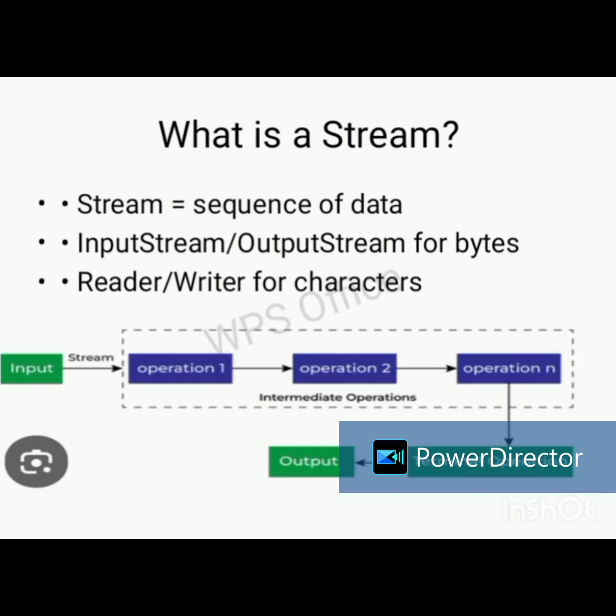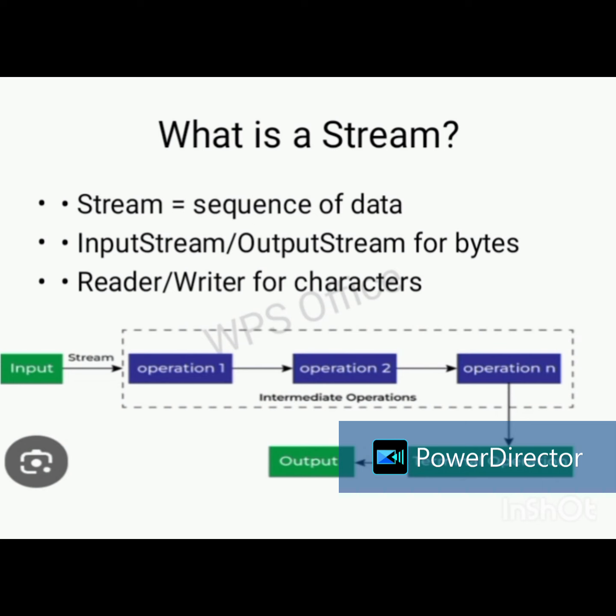What is a stream? In Java, a stream is a logical flow of data. Think of it as a pipeline through which data travels from a source to a destination. Java uses this stream-based approach to standardize data input and output operations, regardless of the actual device or file involved. There are two main types of streams in Java.